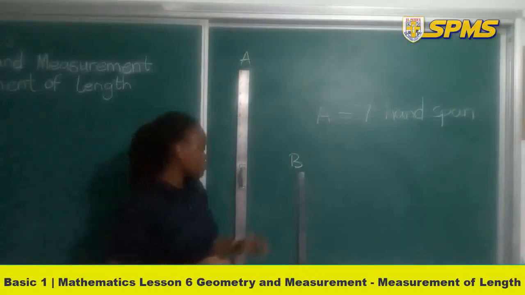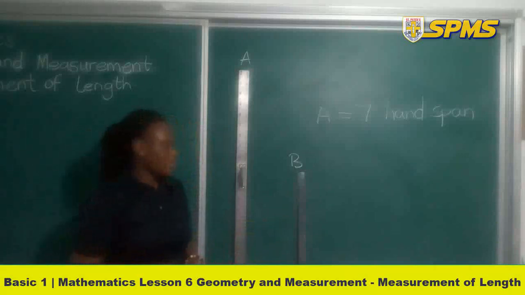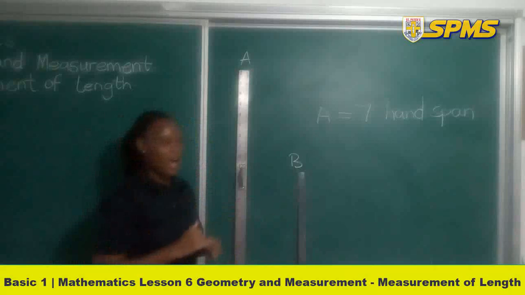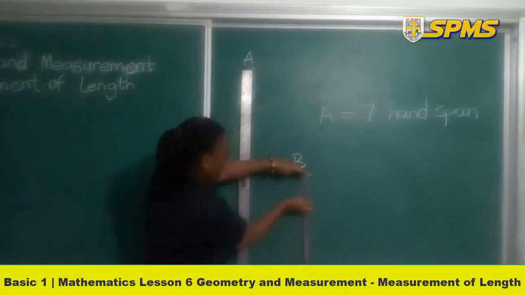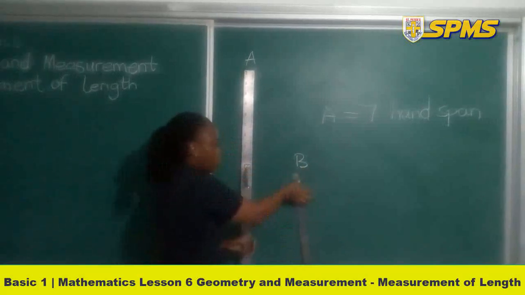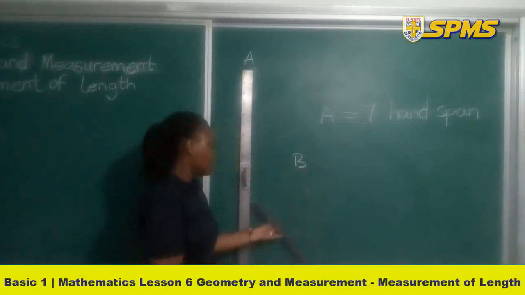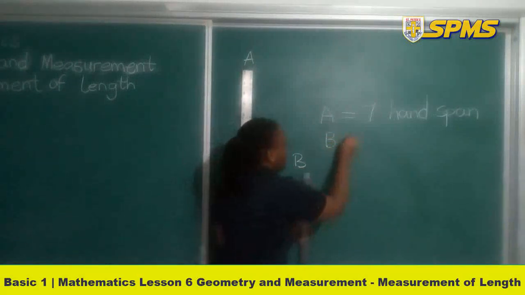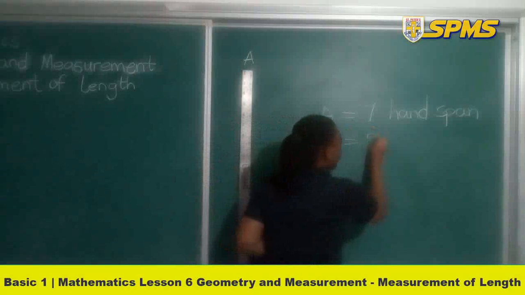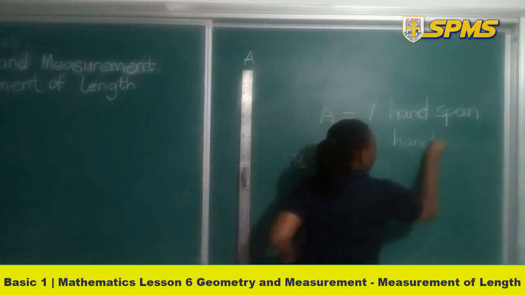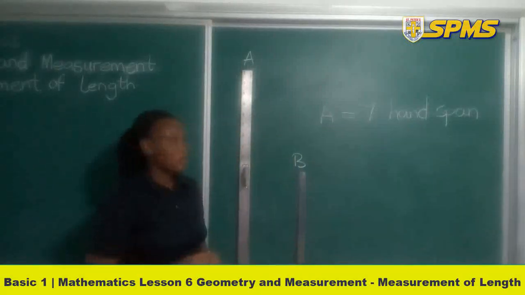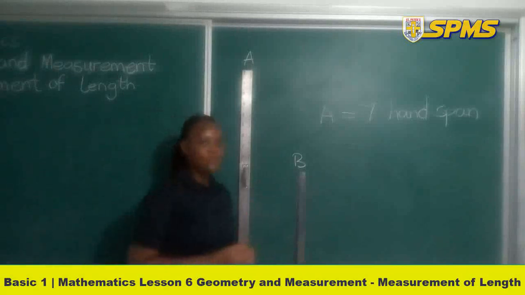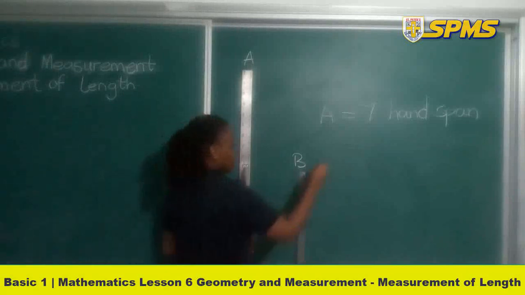Now let us move on to object B. Let us measure using our hand span. 1, 2, 3, 4. So object B is equal to 4 hand span.